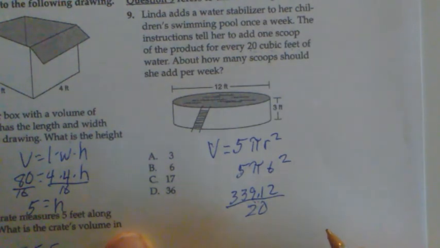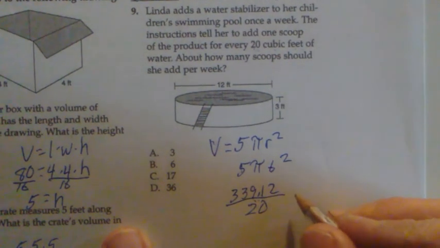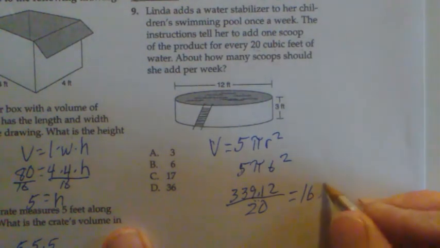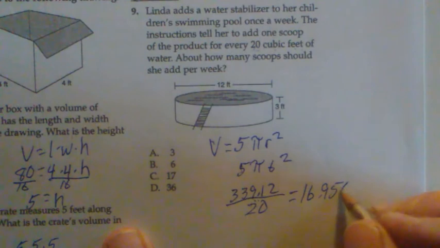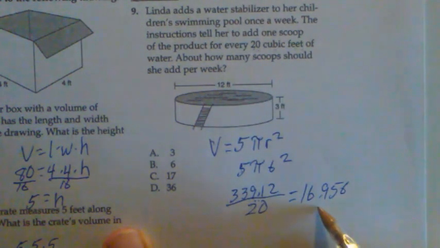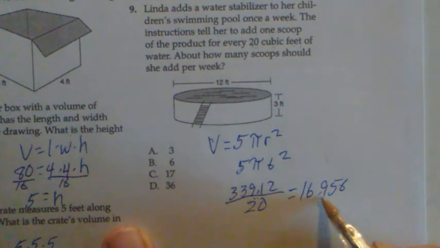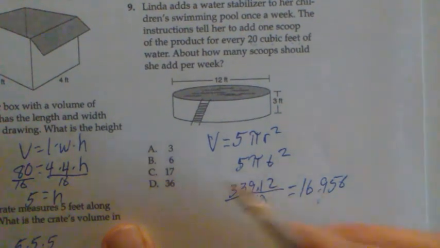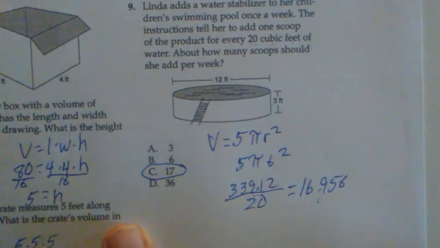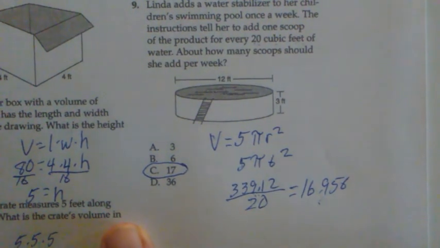If you divide by 20 in your calculator, you should have got 16.956. And the question is about how many scoops? About how many scoops? About 17. There we go. 17. And that's it for this lesson on volumes of three-dimensional shapes.